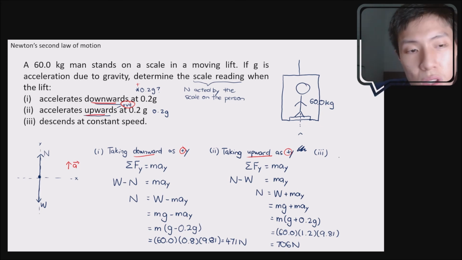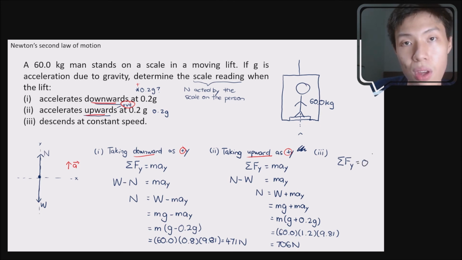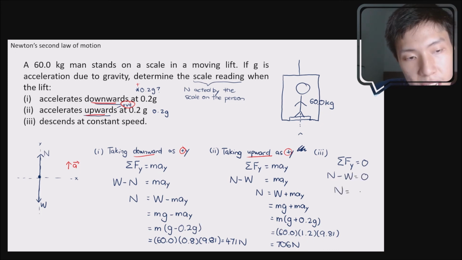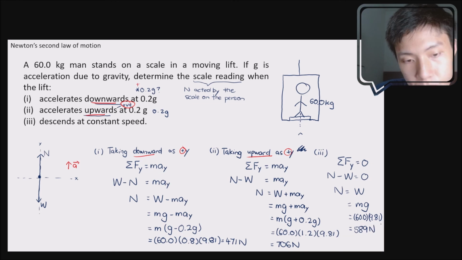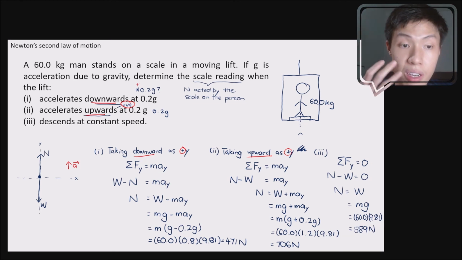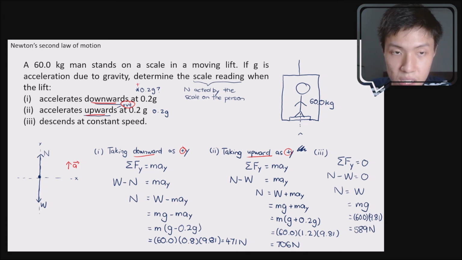With Newton's first law, you don't need to define where is positive, where is negative, because you take one side minus the other side, and you still get 0. So in this case, we take N minus W equals 0. You can take W minus N, no problem. For this case, N equals W, which equals mg, which equals 60.0 times 9.81. Then what should you get for your normal force? You get 589 Newton. Okay, so this will be the reading that you see on your scale if the lift is going down but with a constant speed.